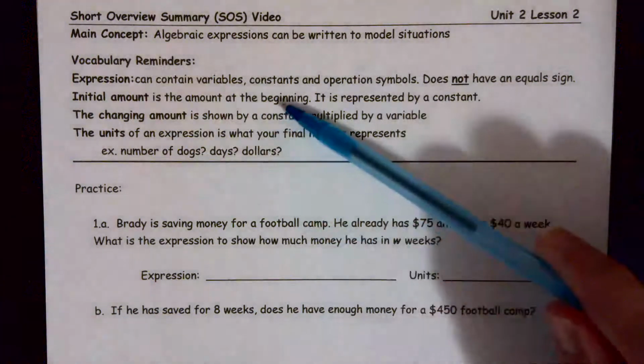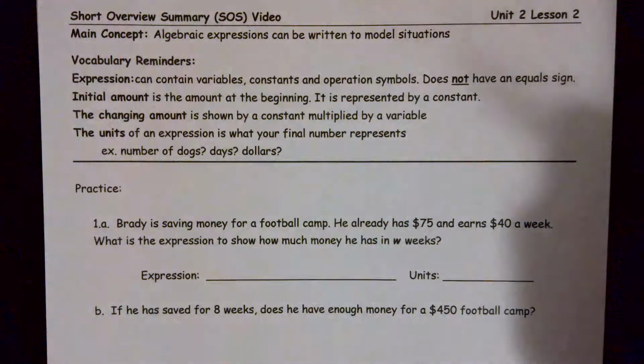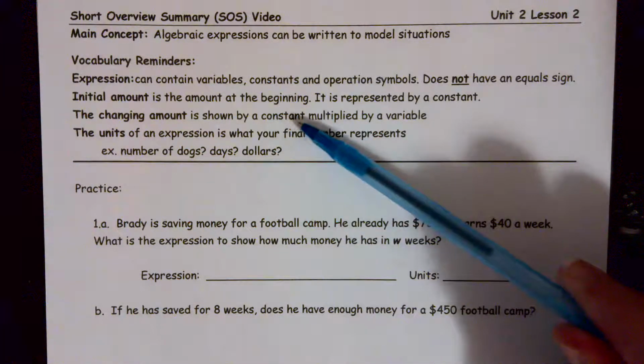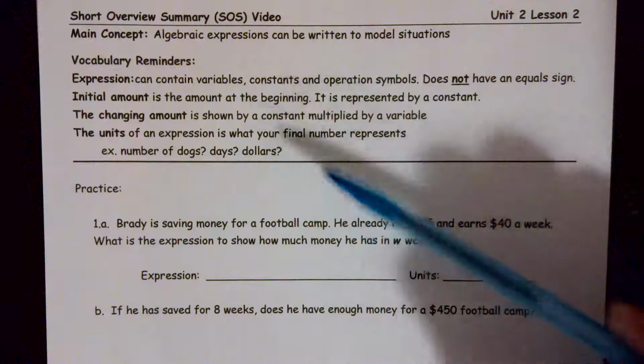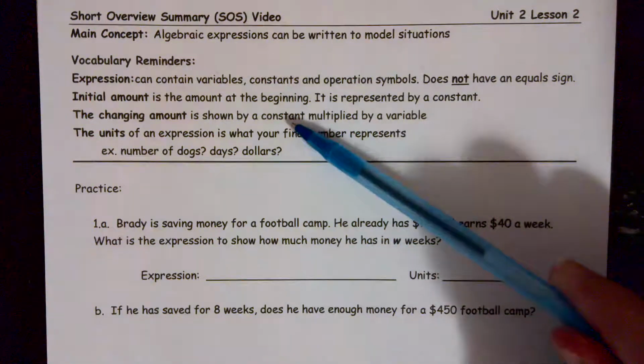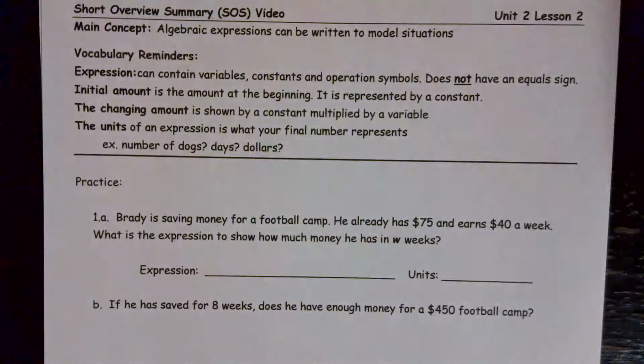Initial amount is the amount at the beginning. It's represented by a constant. It's a one-time amount. The changing amount is shown by a constant multiplied by a variable. And when that happens, the constant is called the coefficient. And finally, the units of an expression is what your final number represents.